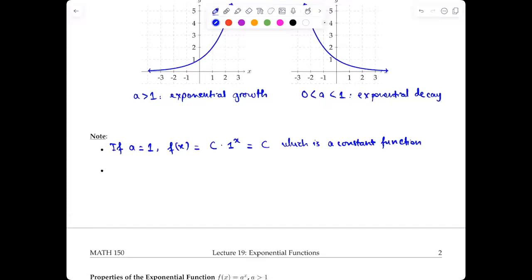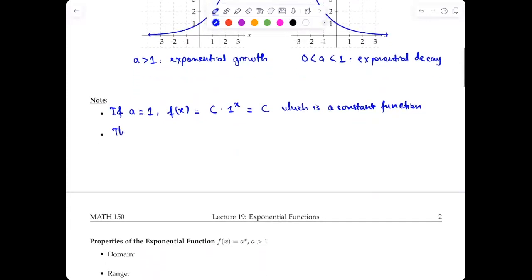So a lot of students in pre-calculus and even calculus 1 get confused between the two types of functions, exponential functions and power functions. So you have to be careful when you look at the functions, okay? In exponential functions, the variable is in the exponent. In power functions, the power is just a constant. You see the difference? All right, so let's write it down.